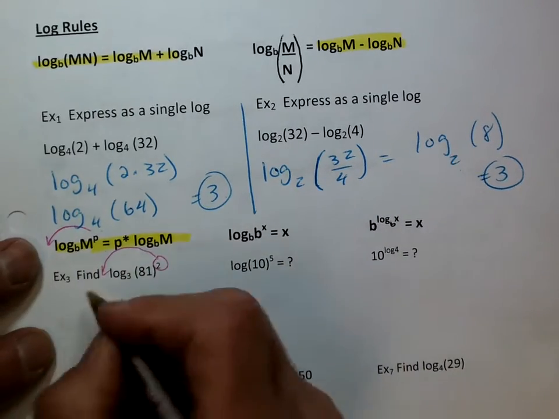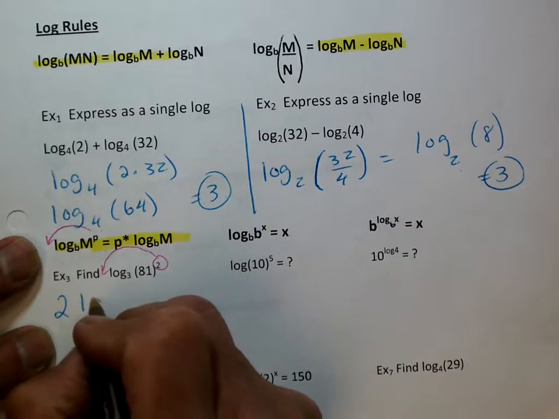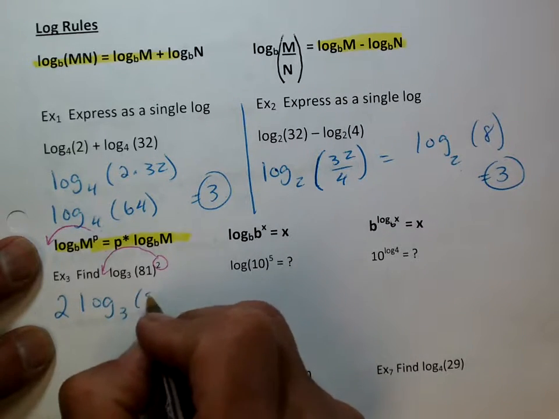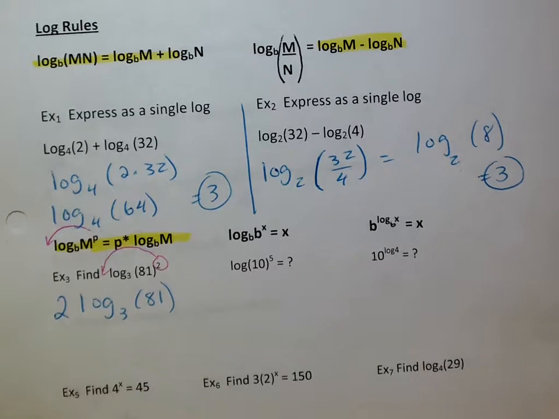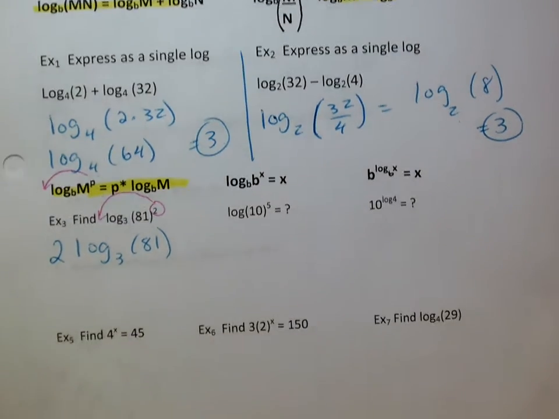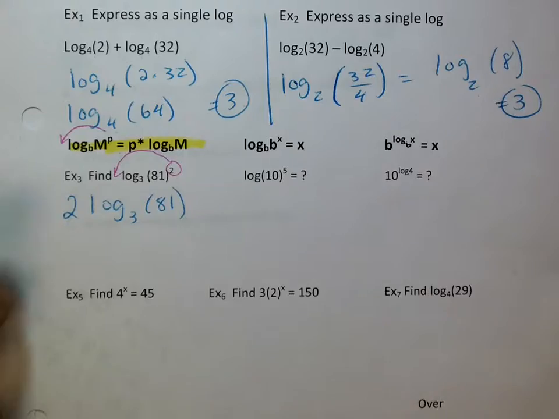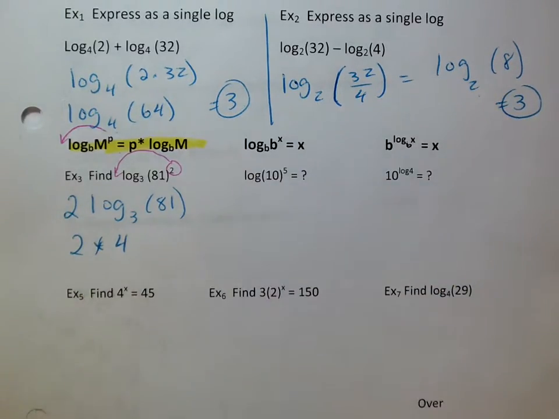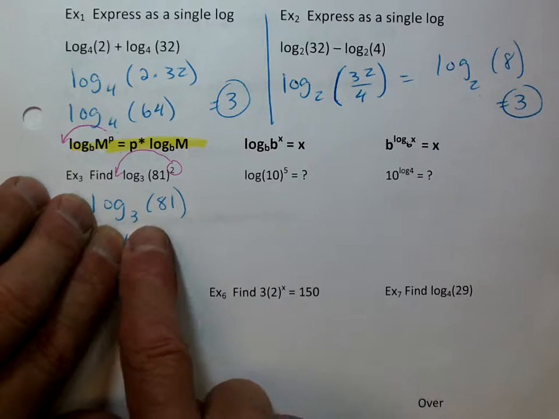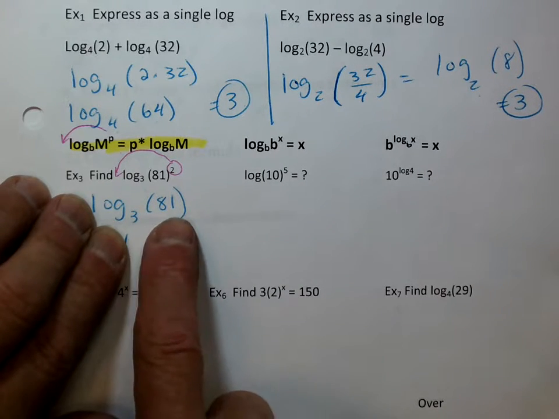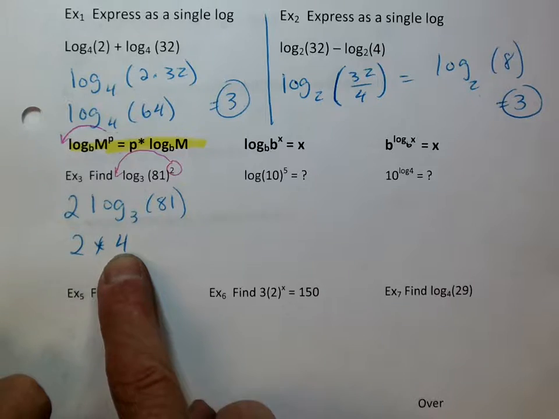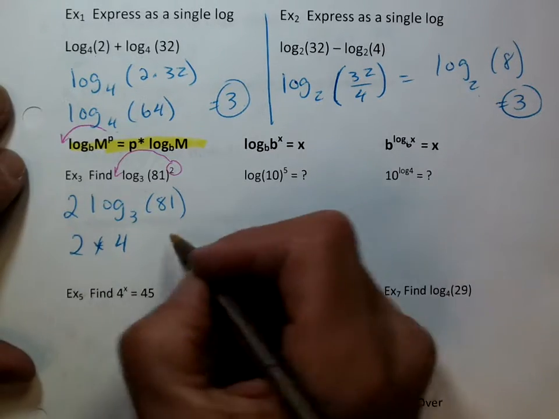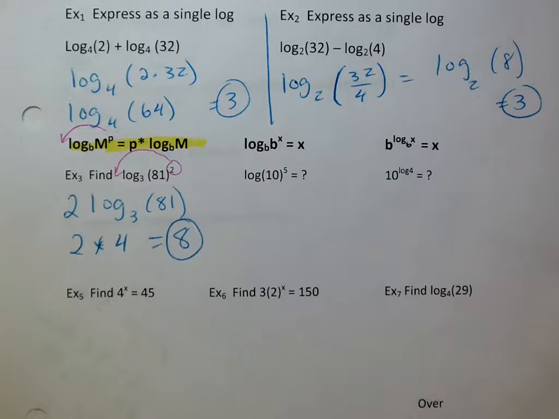So we float the exponent down. It's going to now be 2 times the log base 3 of 81. And if we want to evaluate this, we can. This is the same thing as 2 times 4. Now, where did I get the 4 from? Let's think about that. 3 to what power equals 81? It's got to be 4, right? 2 times 4 is 8.